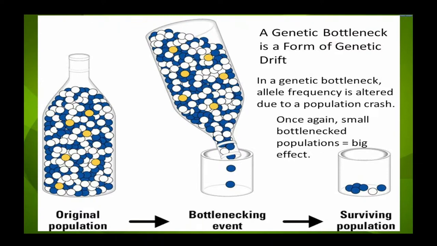In the bottleneck effect, allele frequency is altered due to a population crash. When something extreme happens, it causes a rapid decrease in the number of organisms in the population, and it does not depend on natural selection. The organisms which survive give rise to a new population with a new gene pool which differs from the gene pool of the old population.